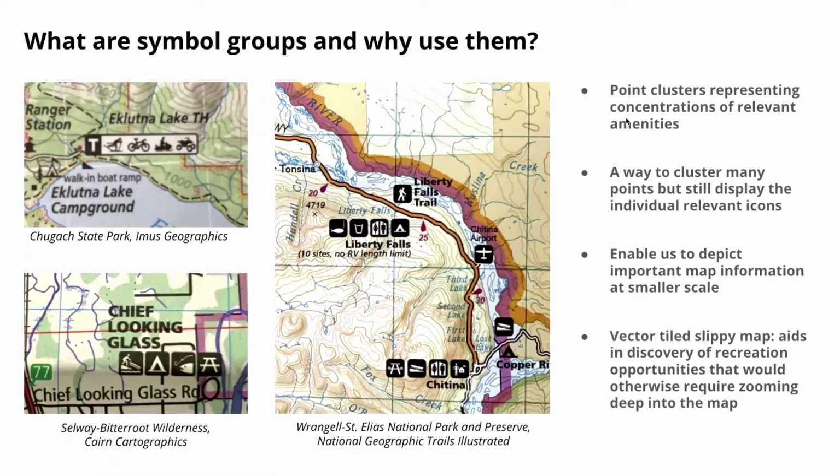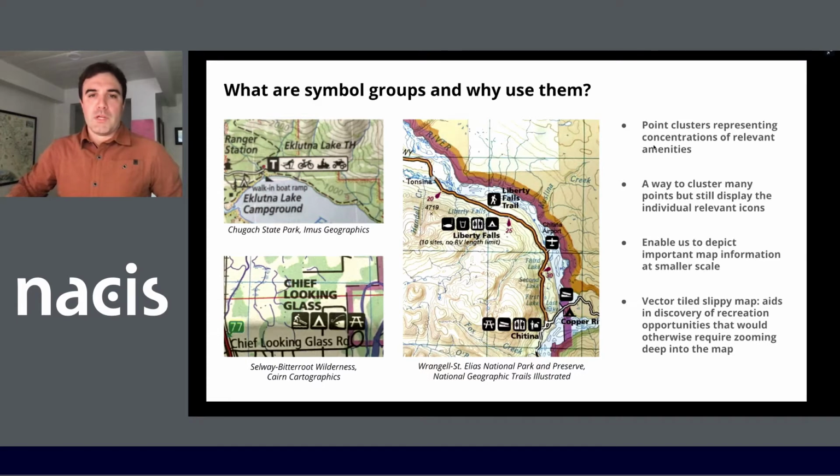Now, what are symbol groups and why use them on maps? They're a fairly common feature on outdoor recreation-based paper maps, and what they essentially are is point clusters representing concentrations of relevant amenities, typically relating to outdoor recreation. They're a way to cluster points in dense areas, but still display the individual relevant icons. For paper maps, this has allowed us to depict important map information at smaller scales.